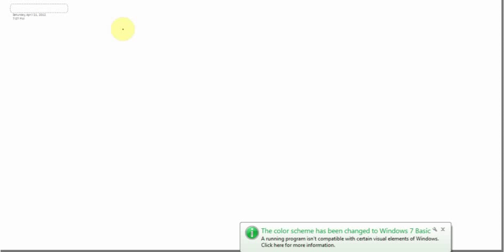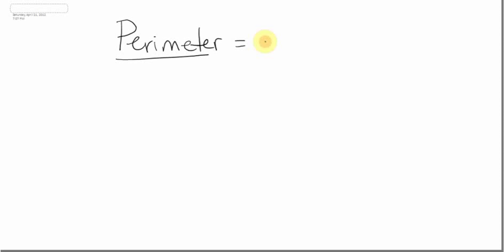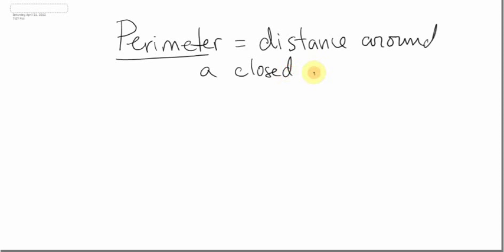Okay, so our first lesson here today is on perimeter, and perimeter should be pretty easy. The definition of perimeter, the official definition I guess you could use, is that it is the distance around a closed figure.